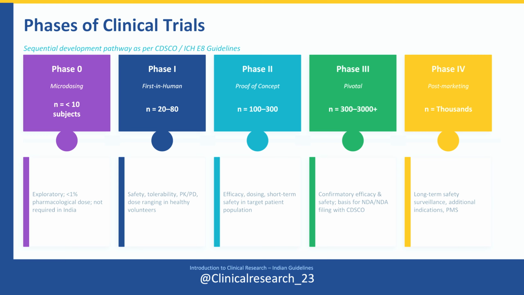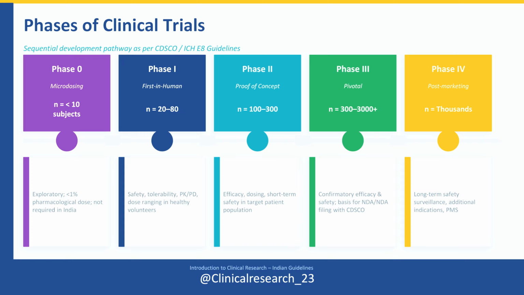Moving on to Phase II, which is more focused on proof of concept. We typically enroll between 20 to 80 participants. This phase evaluates safety further, but also looks at efficacy, dosing, and short-term safety, specifically in the target patient population.